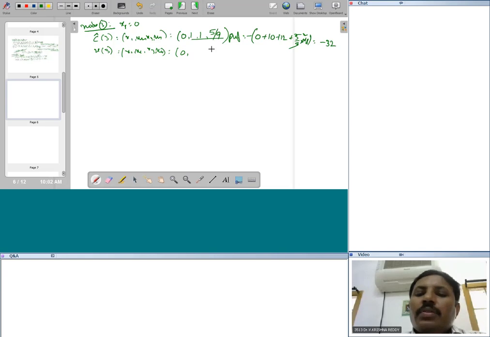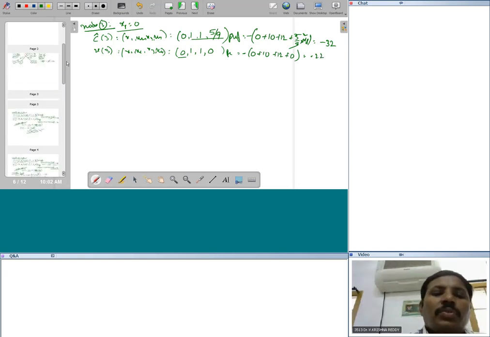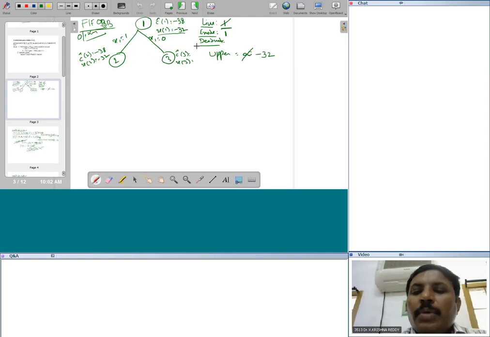Similarly, U of 3 is nothing but the portion is not allowed, but the status is the same. x1 equal to 0 we selected here. 1, 1 means 4 plus 6, 10. 10 followed by a portion that is not allowed, 0. Profit is minus of 0 plus 10 plus 12 plus 0, which is minus 22. After completion of these two calculations, we need to update the tree: minus 32, minus 22.